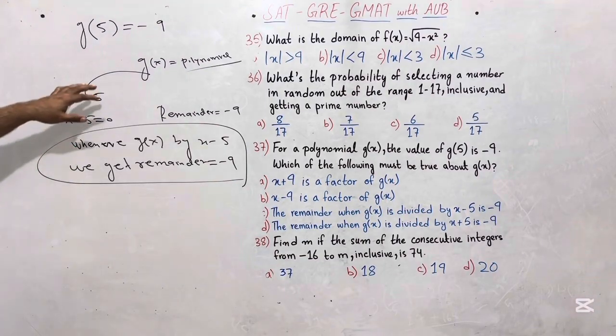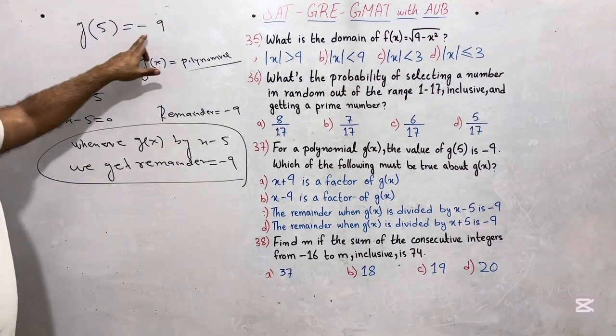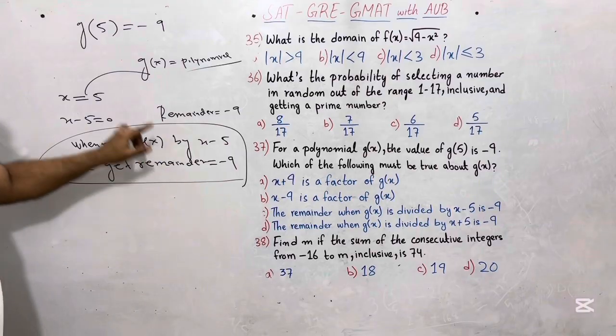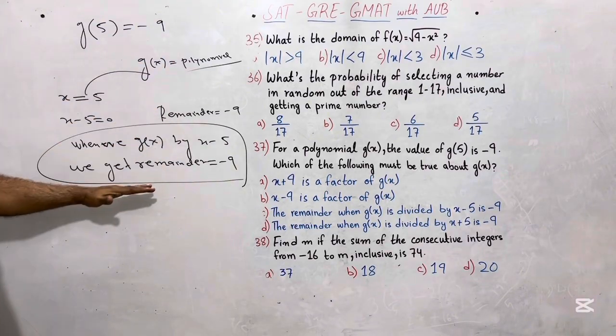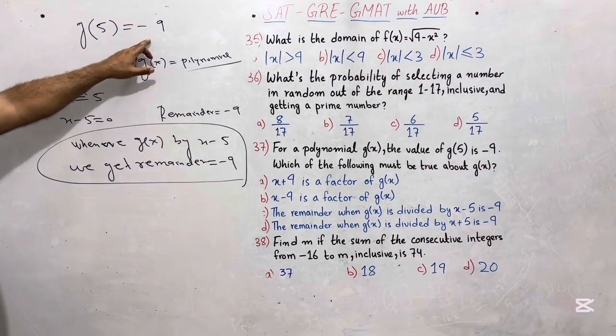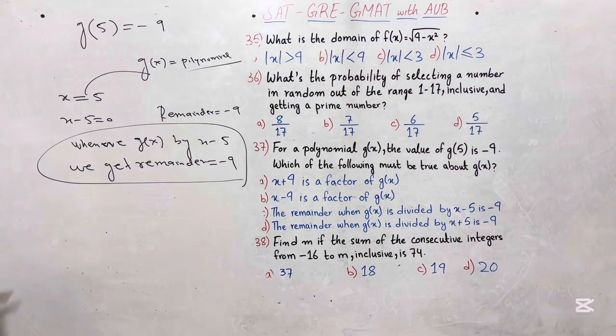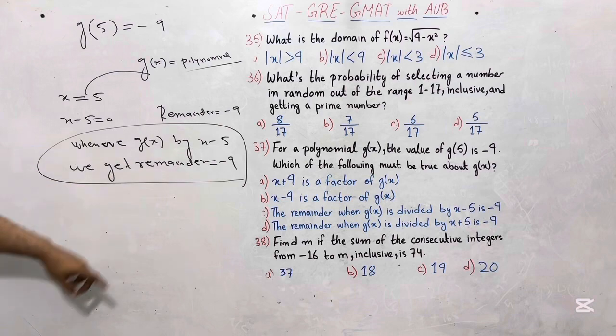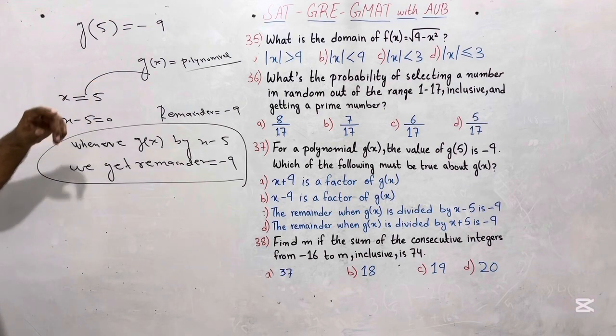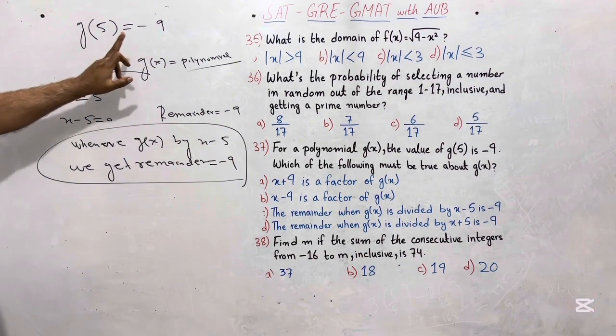That is the translation of this: g of 5 is equal to minus 9. If g of 5 were equal to 0, then we would have said that x minus 5 is a factor, and x equals 5 is a root of this polynomial. But here the remainder is a non-zero quantity.